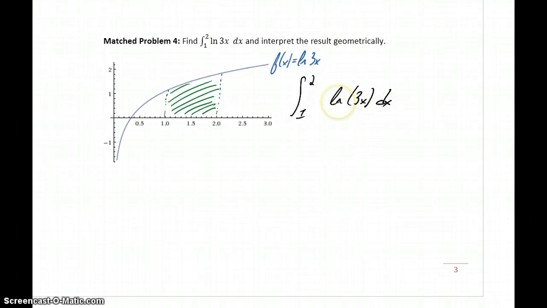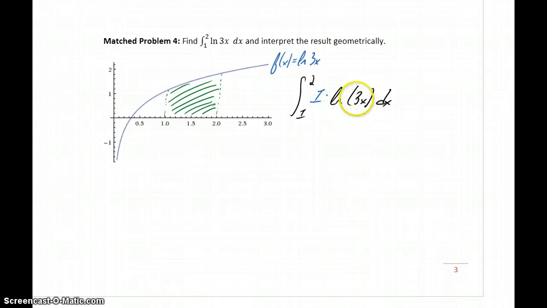We only have one function, so this goes back to a problem that we looked at back at the very start of this module. Even though we don't normally write it, we could rewrite this as 1 times the natural log of 3x. So now we have two different functions, 1 and the natural log. And actually I'm just going to rewrite that in a different color so that we don't get confused with where we should be making substitutions for u and v. So we can add in that 1 times the natural log of 3x.